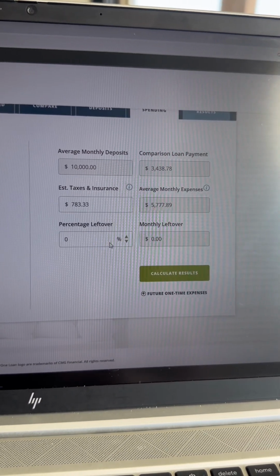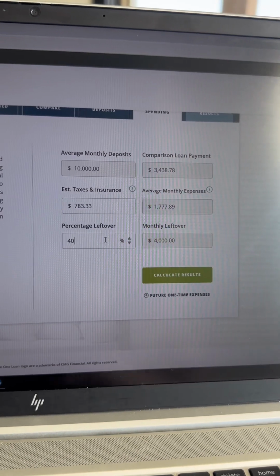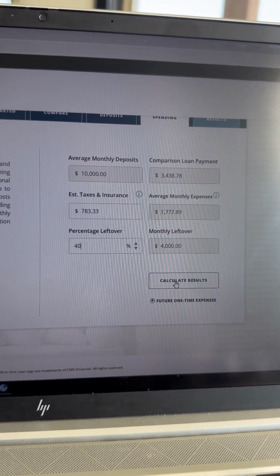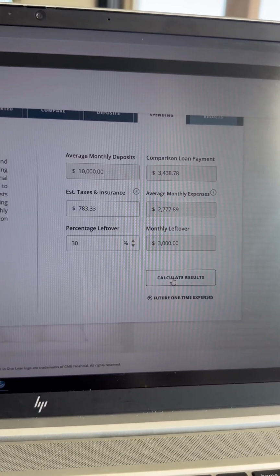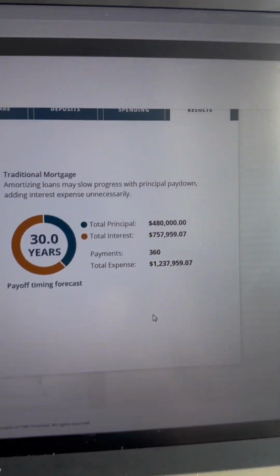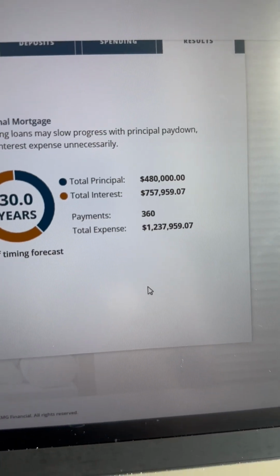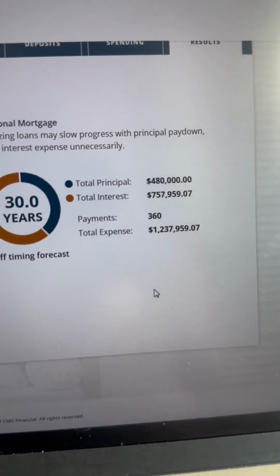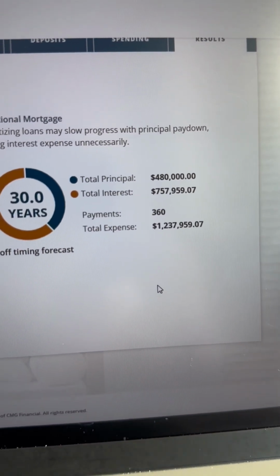And we'll leave the taxes and insurance the same. And then let's just say you have that 40%, or I think we did 30, didn't we? 30% left over. So let's see what that looks like. So again, here you go. What you're going to pay total over 30 years. Again, this is if you don't refinance.